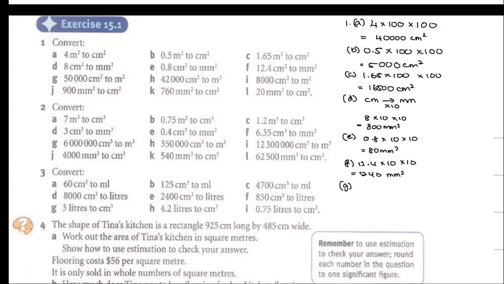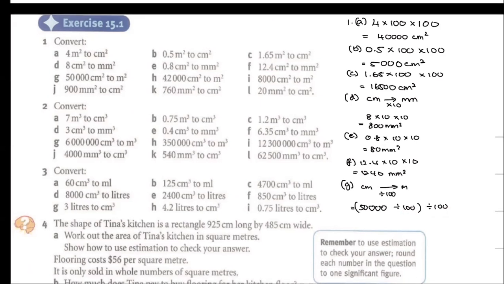G, now we need to change square centimeters to square meters. We just have to divide by 100 two times. So we're going to use 50,000 divided by 100, and divided by 100 again. It's actually quite easy by just moving the decimal place by 1, 2, 3, 4 to the left. So you can get 5 square meters.